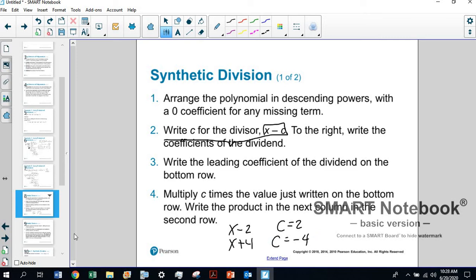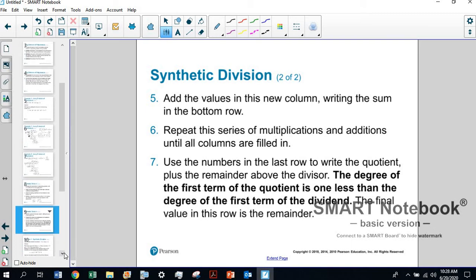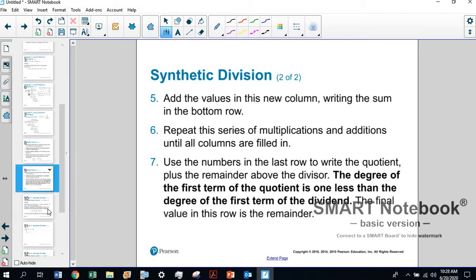And so, again, just like the other one, they give you a lengthy step-by-step process here. Write these down if you want. Pause the video and write them down, but I'm going to walk you through how to do synthetic division.